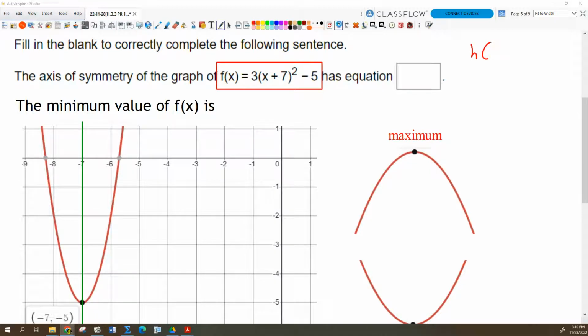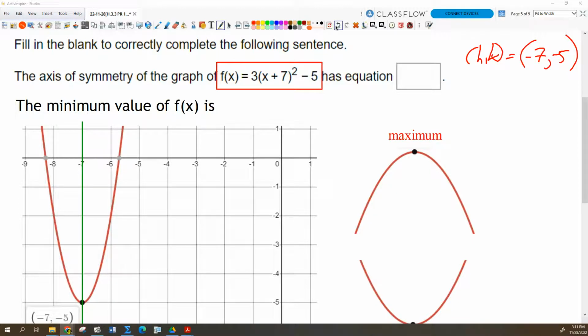Is it 7 and -5? Could it be -7 and -5? Yep. That's true, I was looking at the equation. Well, okay, but on the equation, remember, h is defined as the number that's being subtracted from x inside the function, always, with any vertex form, okay?